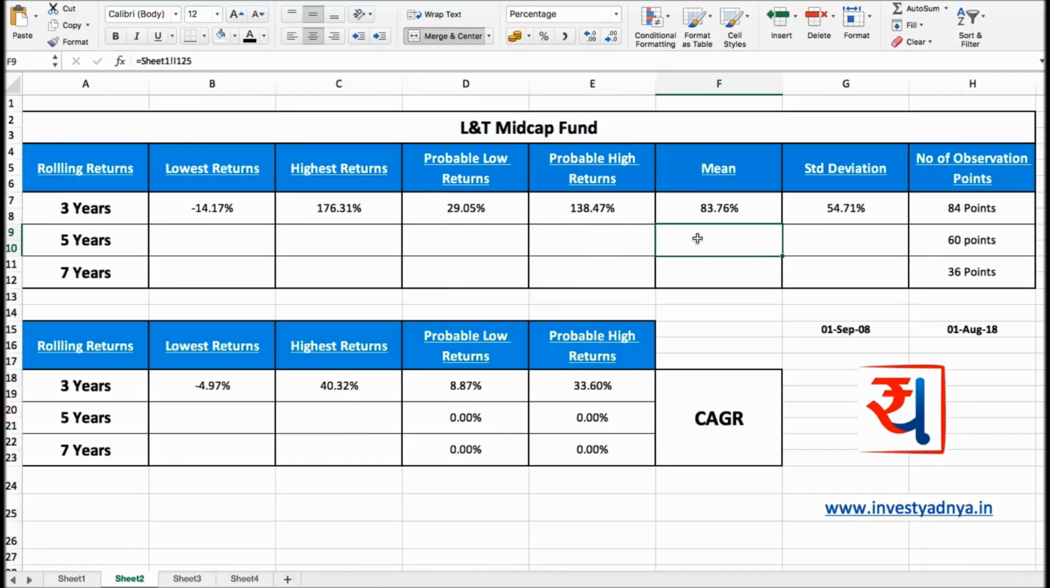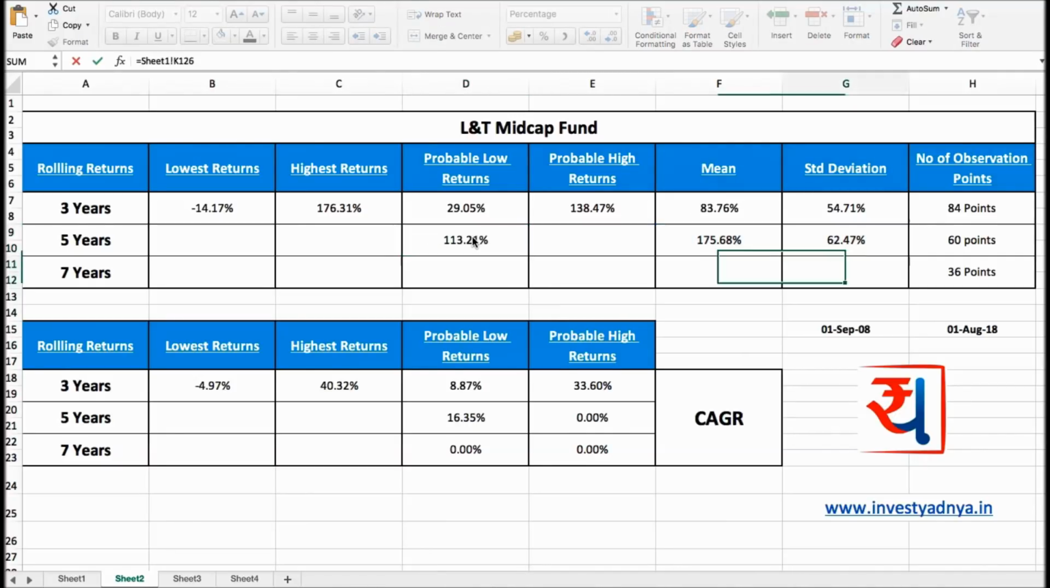Now the 5-year returns data. We will see the mean value for 5-year rolling return data. The mean value is 175.68% and the standard deviation value is 62.47%. So probable low returns, mean minus standard deviation, is 113.21%. Probable high returns could be mean plus standard deviation, 238.15%. These absolute numbers we need to convert into CAGR.